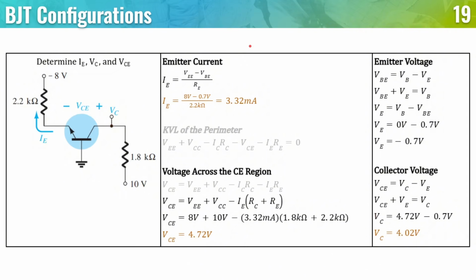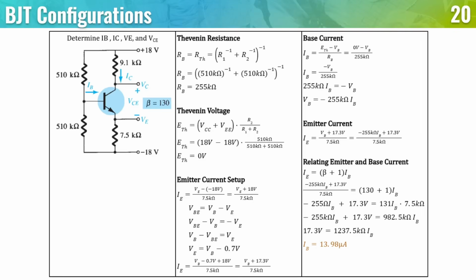So that's it for this common base configuration. This is our very last item for this reviewer. We are to determine IB, IC, VE, and VCE. Now this looks like a voltage divider at first. In fact, it looks like the hardest one that we solved earlier, except there are two key differences. First one, that is the most obvious, this one is not at ground. And the second one, that is least obvious, there is no input voltage and there is no output voltage specified.